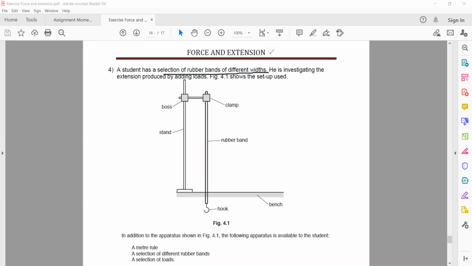What variables should we control in this experiment? We have different thickness or width of a rubber band. What else should we say? The set of loads which we are using, the material from which a rubber band is made, the original length, the material of the rubber band, then the set of loads. They all should be the same.